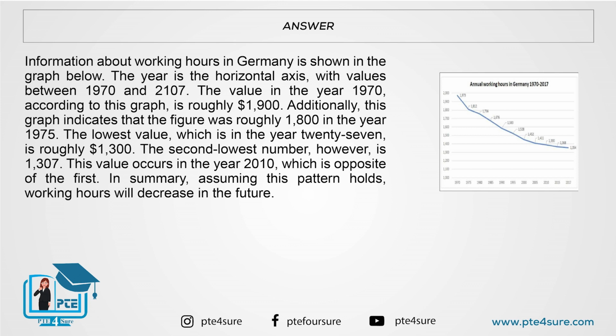The lowest value, which is in the year 2017, is roughly $1,300. The second lowest number, however, is 1,307. This value occurs in the year 2010, which is opposite of the first. In summary, assuming this pattern holds, working hours will decrease in the future.